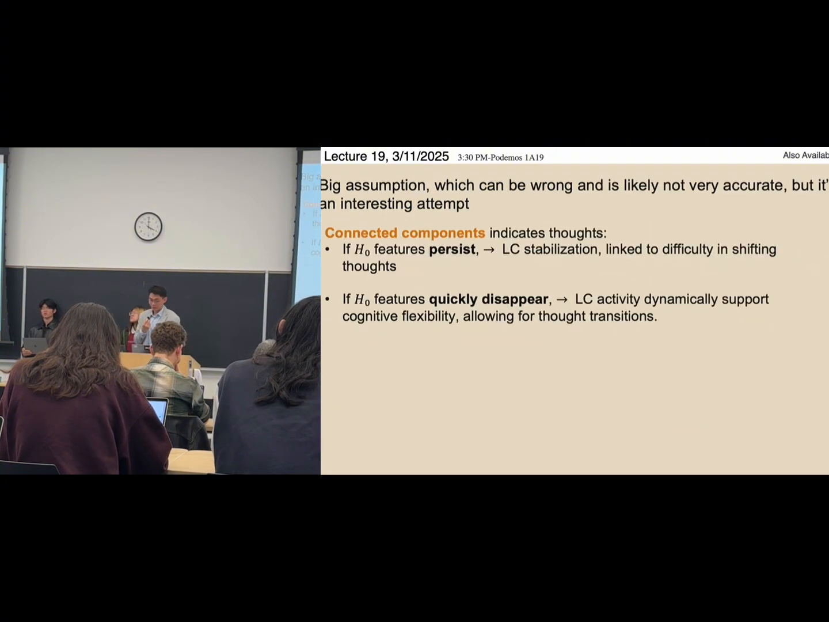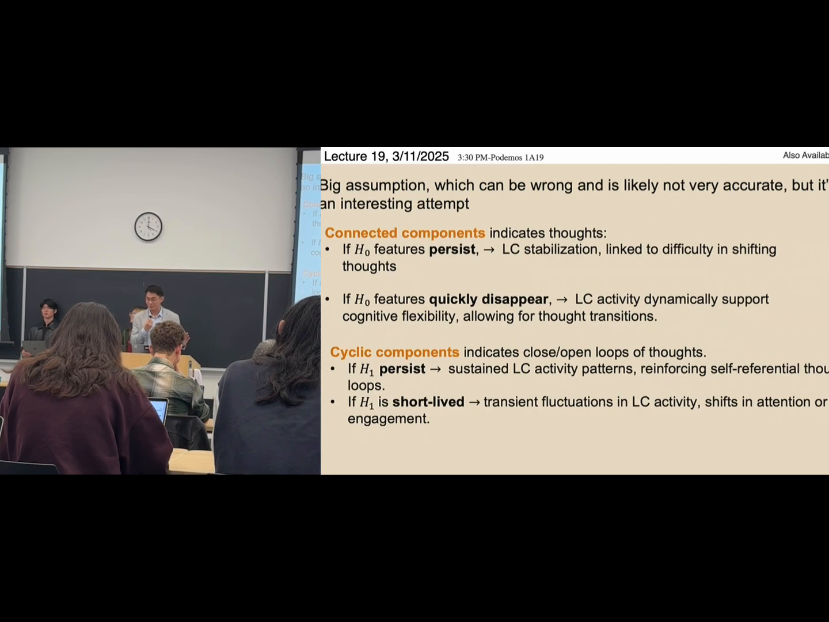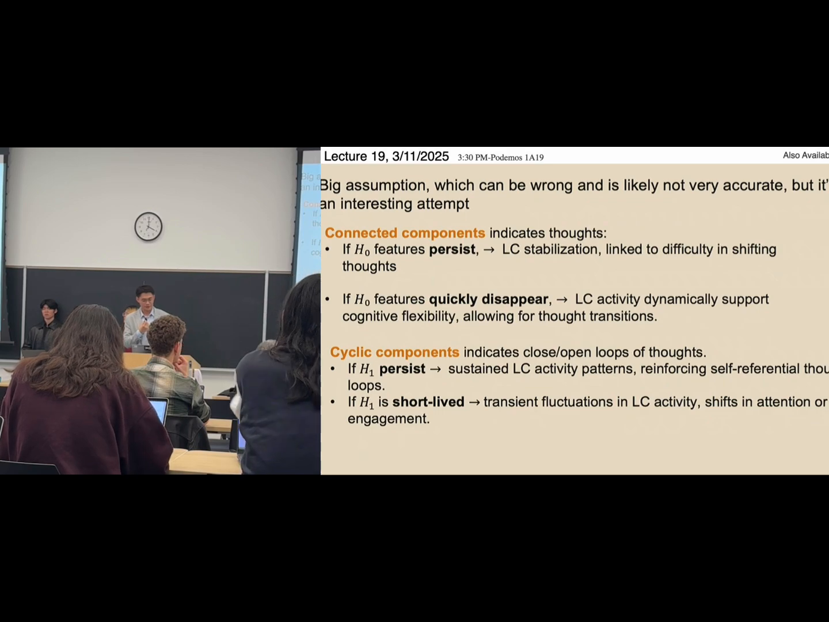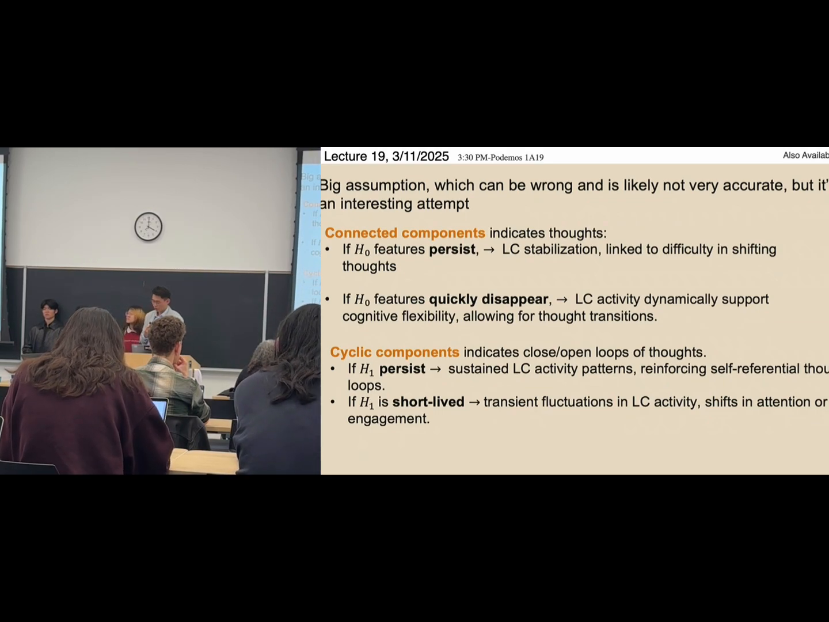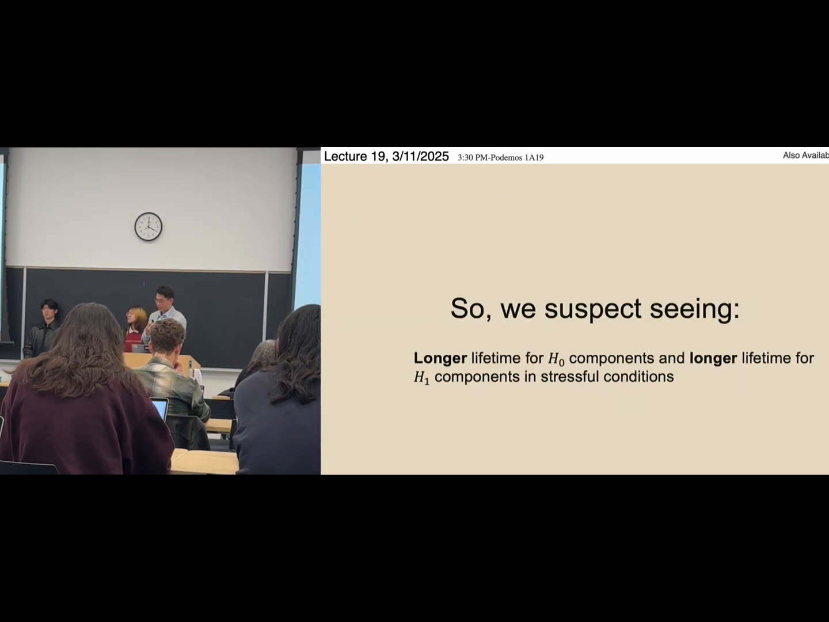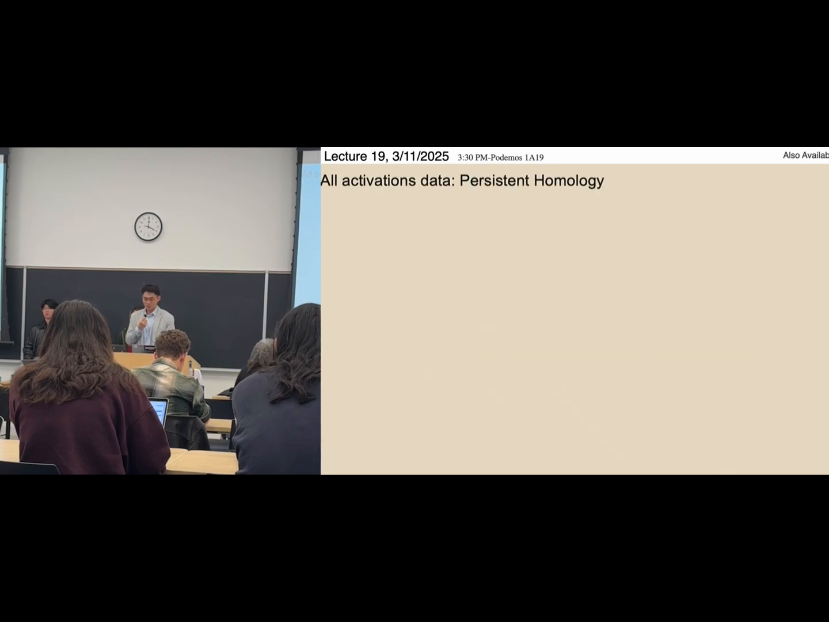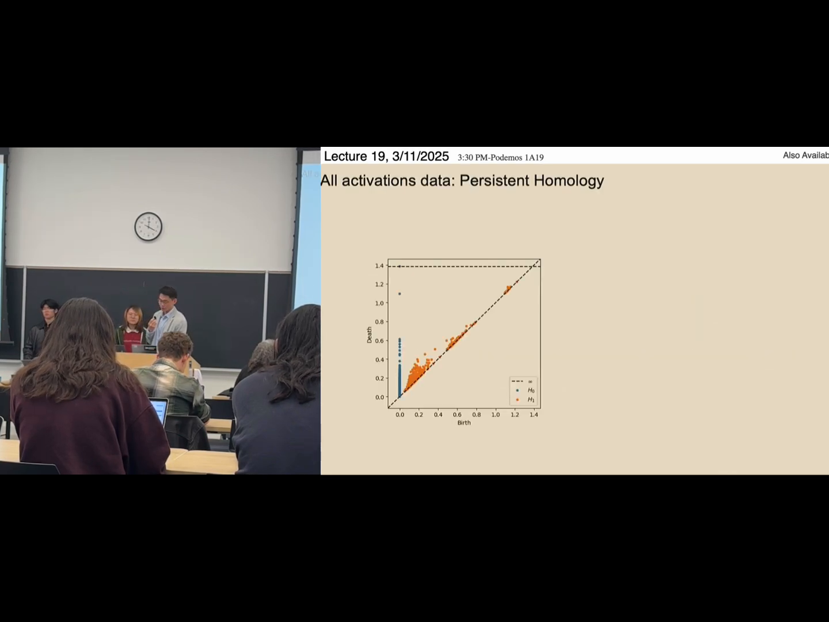This is a big assumption, which is probably not very accurate, but for a course project, we think it's a good step. So basically this is the same thing. We think that if it quickly disappears, it's flexible. If it persists, it's more of a rumination source. So the key thing: a long lifetime for H0 and a longer lifetime for H1 is an indication of stressful condition in our experiments. And we will see what the results show us.